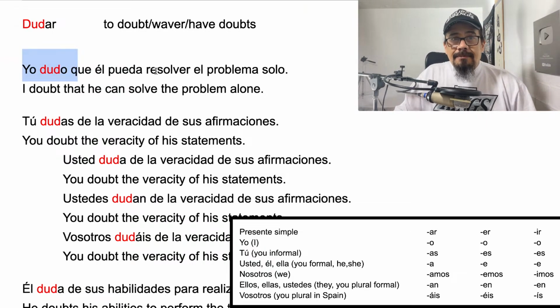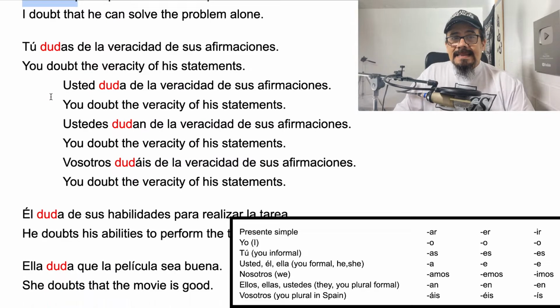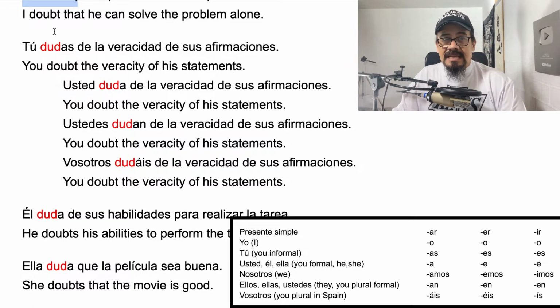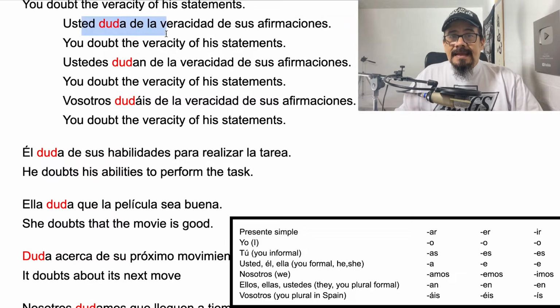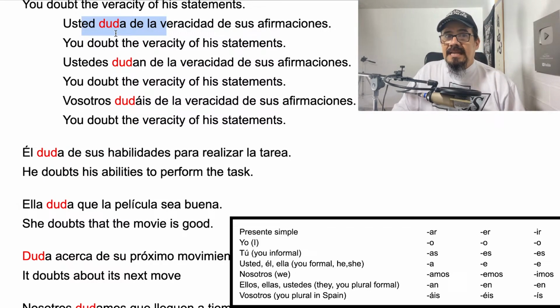Yo dudo que él pueda resolver el problema solo. I doubt that he can solve the problem alone. Tú dudas de la veracidad de sus afirmaciones. You doubt the veracity of his statements. Dudas tú, close relationships, informal. Usted duda de la veracidad de sus afirmaciones, same sentence. You doubt the veracity of his statements.